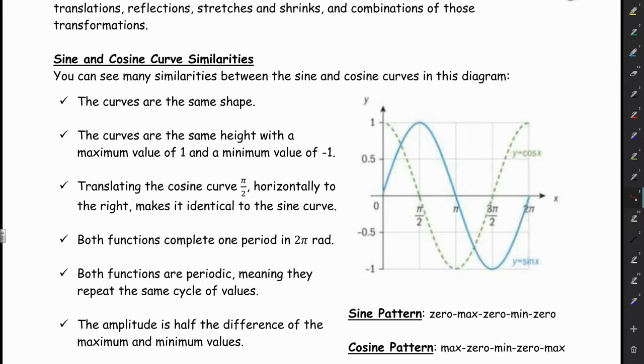Both functions are periodic, meaning they're going to repeat the same cycle of values. And the amplitude is half the distance of the difference of the maximum and minimum. The way I've described it to you is the amplitude is the distance from the center. And I've just noted what the patterns are. The sine pattern is 0, max, 0, min, 0. And the cosine pattern was max, 0, min, 0, max.